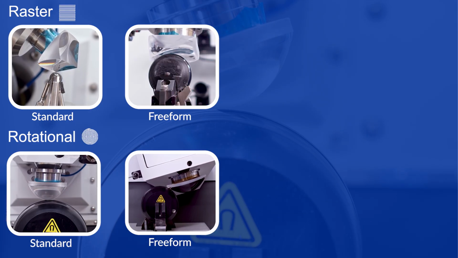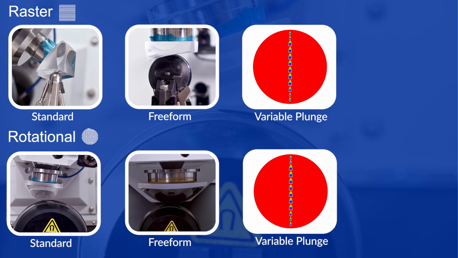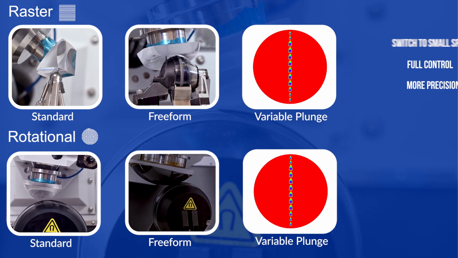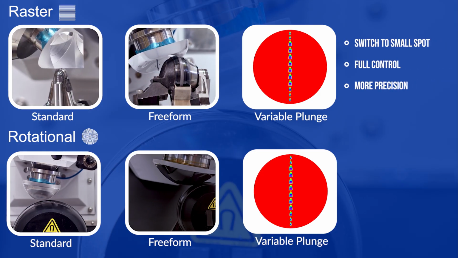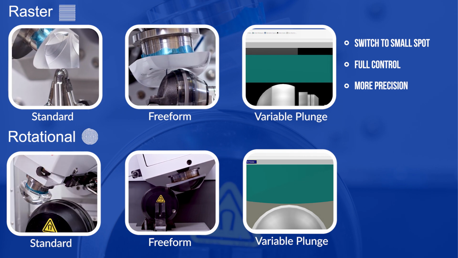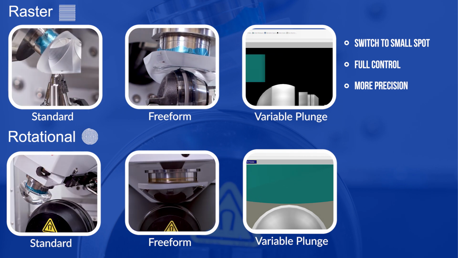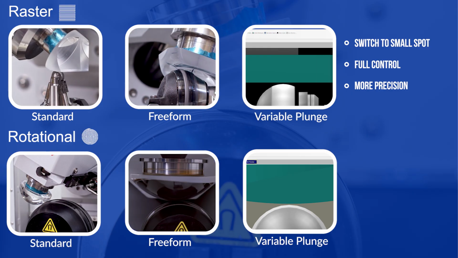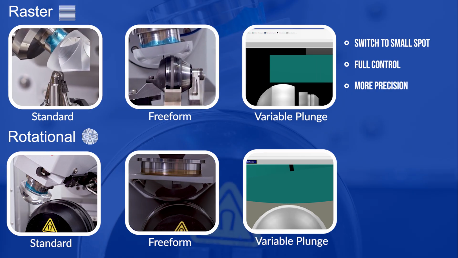Finally, let's talk about productivity. QED also offers raster and rotational variable plunge modes. These modes allow a larger spot to be used across most of the part, while switching to a smaller spot where it's beneficial, such as near the edge. This gives you full control over how the spot size can vary, combining efficiency and precision where it matters most.